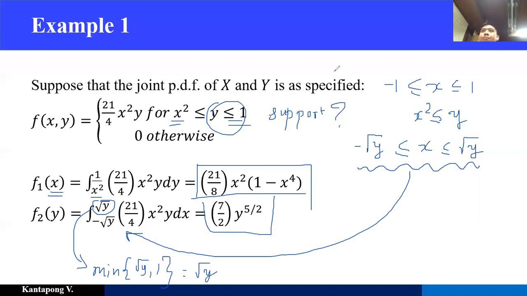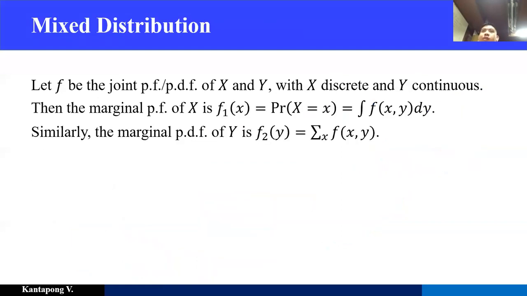Okay, so next, mixed distribution. Let's say x is discrete and y is continuous, and we want to find the marginal of x. That is, we have to get rid of y. Since y is continuous, we get rid of it by integration. But if we want to get rid of x, we have to use summation.